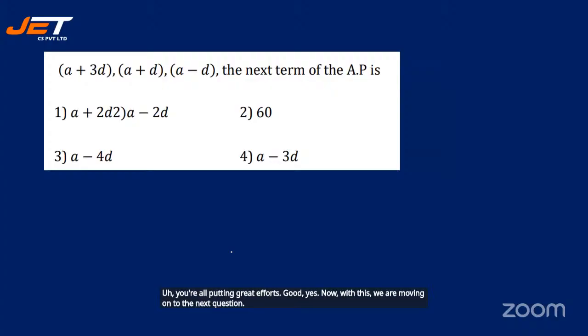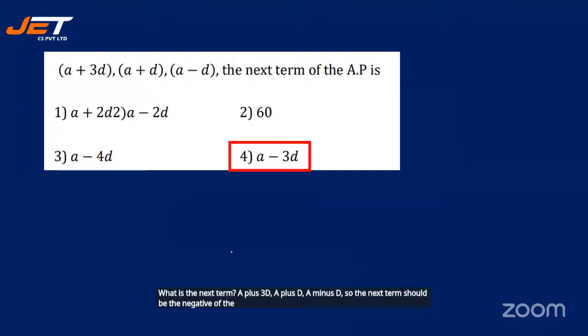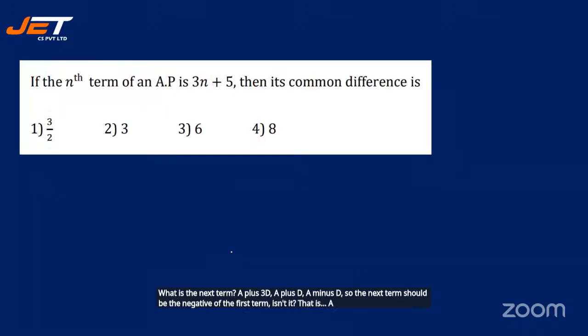A plus 3D, A plus D, A minus D. The next term of the AP is dash. What is the next term? A plus 3D, A plus D, A minus D. So the next term should be the negative of the first term, isn't it? That is A minus 3D. Right. Now see the next question.